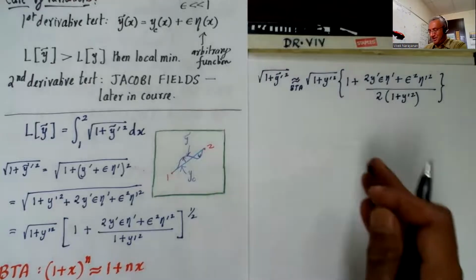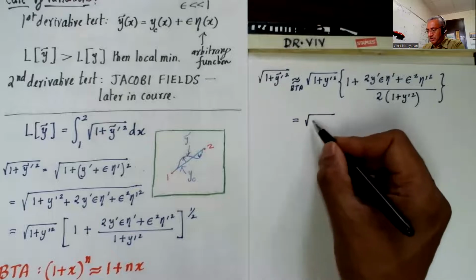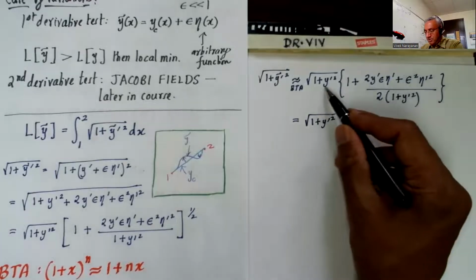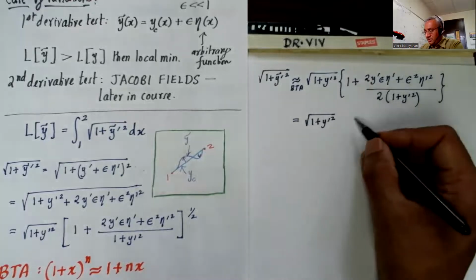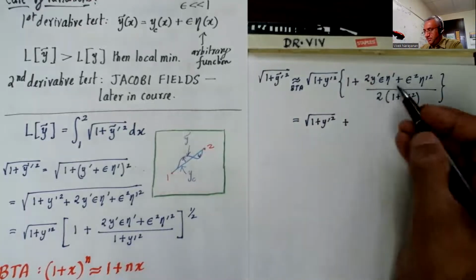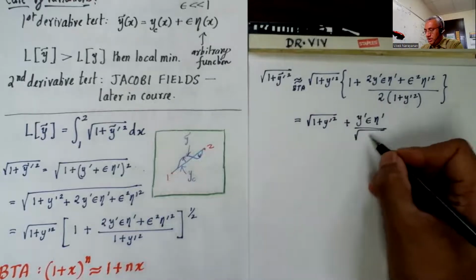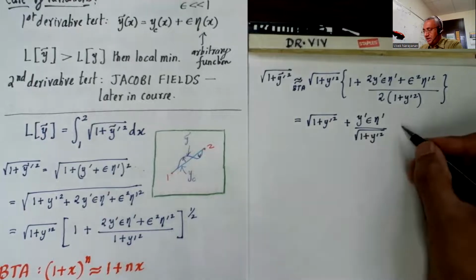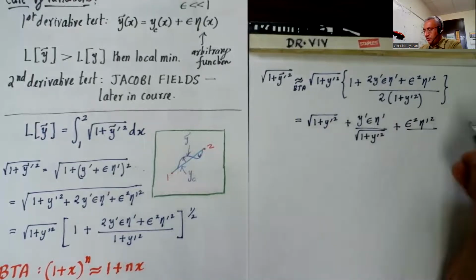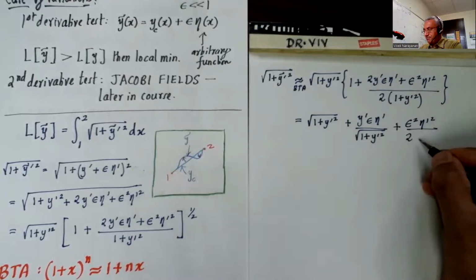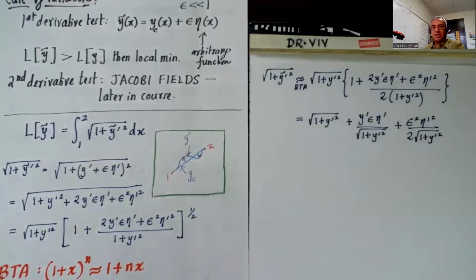So now this is a sum of 3 terms, so let's write those 3 terms. That's going to be the square root of 1 plus y prime squared. Then I take 1 plus y prime squared and multiply it here. Because it's a square root and that's no square root, I get a square root in the denominator. The 2's cancel out for the middle term. So I get y prime epsilon eta prime over the square root of 1 plus y prime squared. And lastly, the last term is epsilon squared eta prime squared over 2 times, once again, the square root of 1 plus y prime squared.